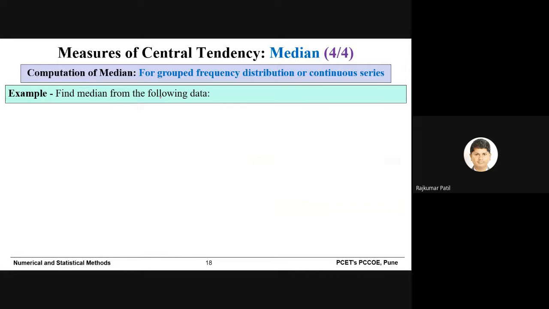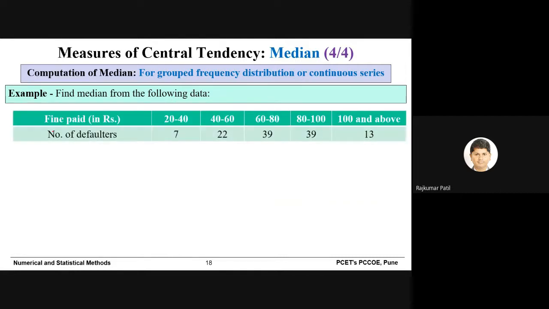Find the median for the following data. So you can see the amount paid and number of defaulters are there. The ranges are 20-40, 40-60, 60-80, 80-100 and above 100. And for each range, the number of defaulters are given: 7, 22, 39, 39 and 13.